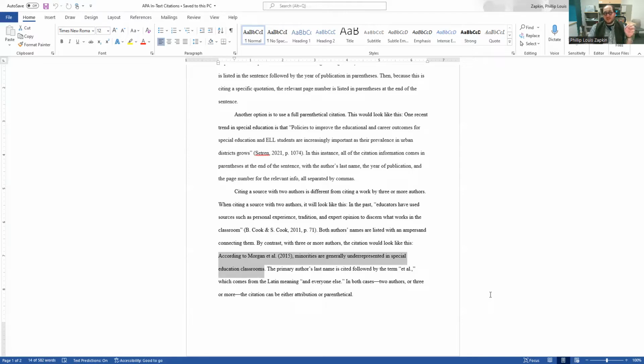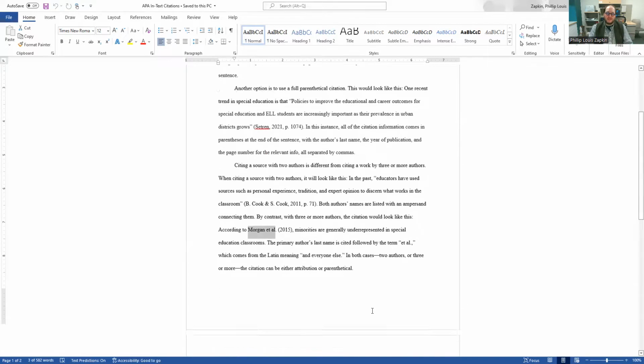But that's the big difference in terms of citing two authored works versus three or more authored works: for two authors, both of them are going to be listed with an ampersand. For three or more, you list the primary author followed by et al. Et al, incidentally, comes from the Latin. It basically means and everybody else.